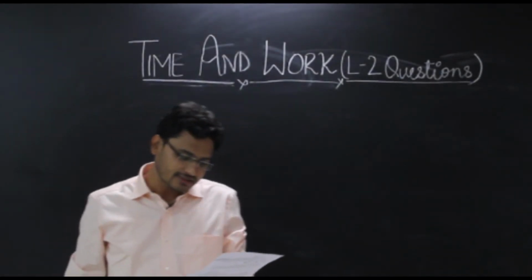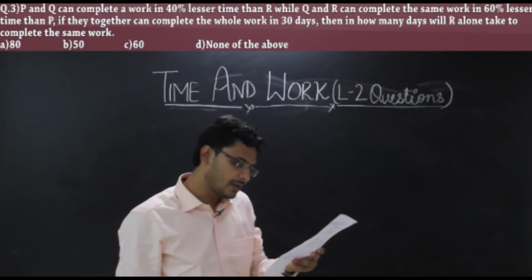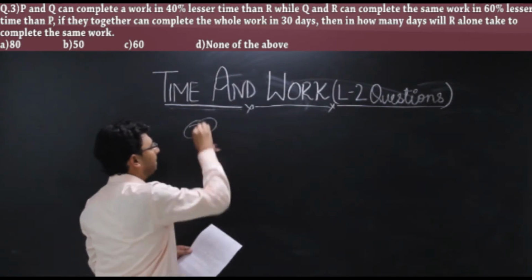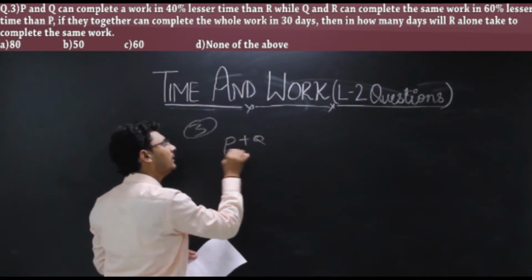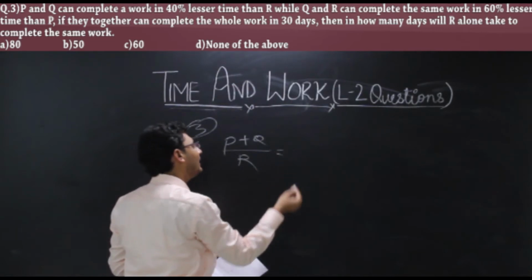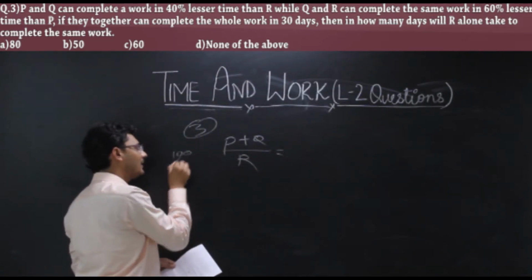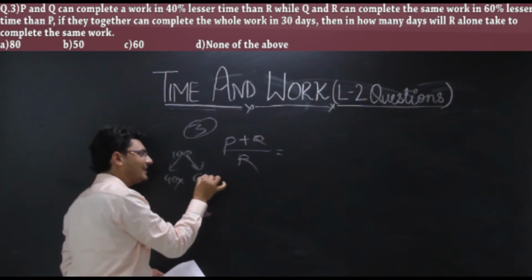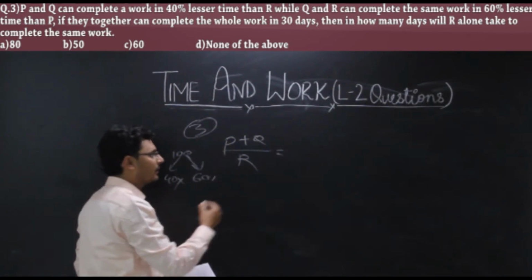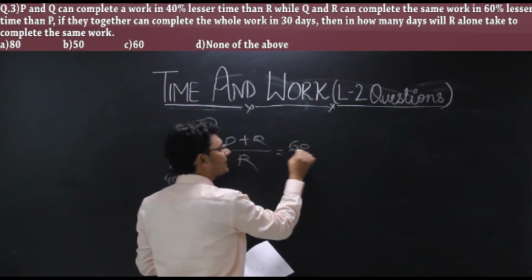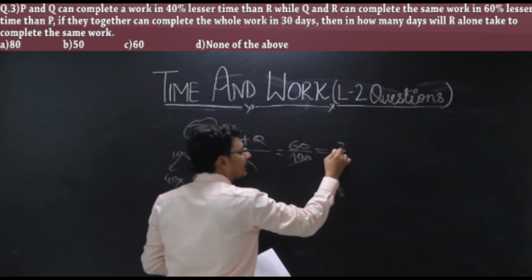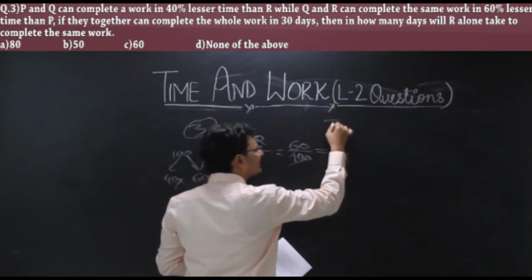Let's go to the third question. The third question says P and Q can complete a work in 40% less time than R. So P and Q take 40% less, which means out of 100, if they are taking 40% less, they are actually taking 60% of the time. So this is 60%, that is 60/100, and by cutting by 20, it is 3/5. This is the ratio of the time.